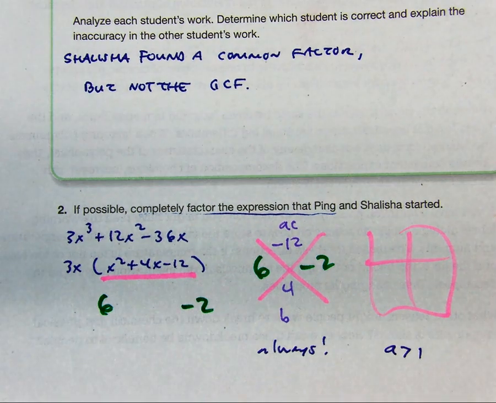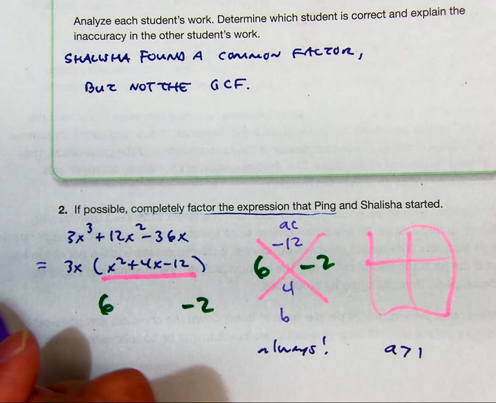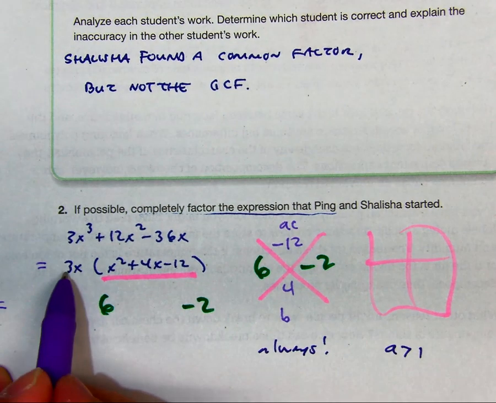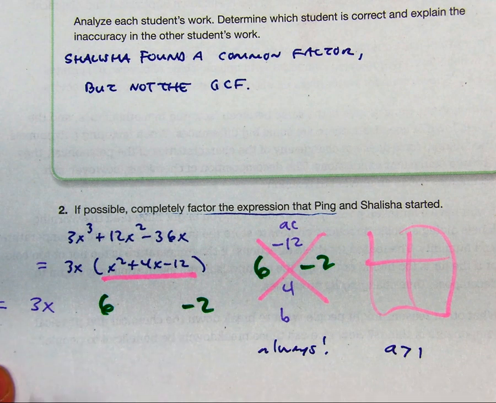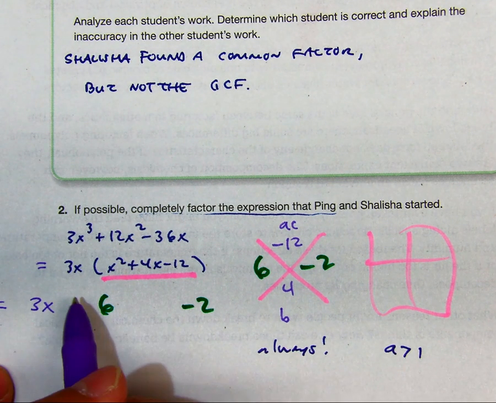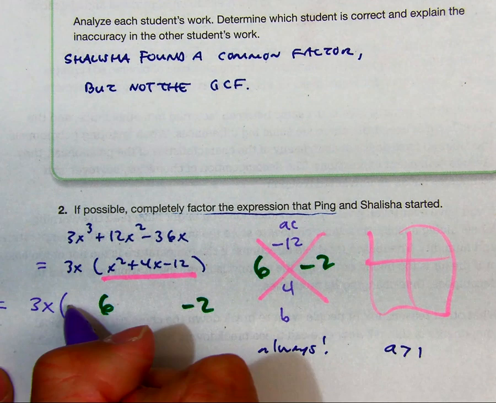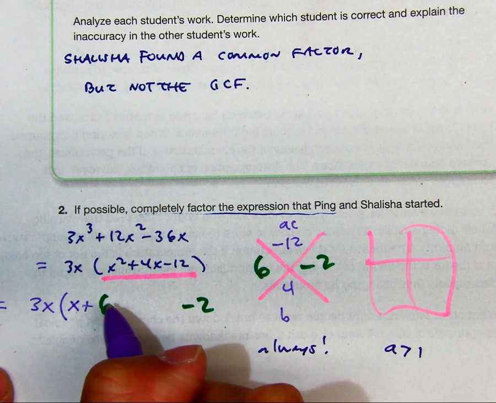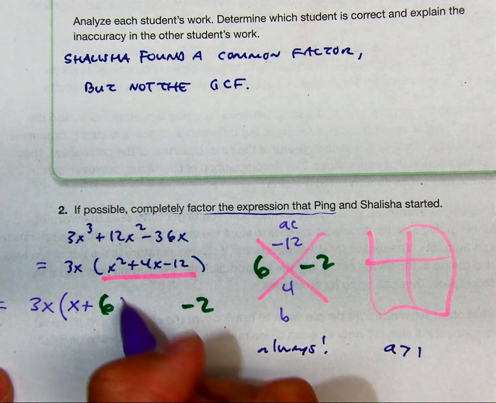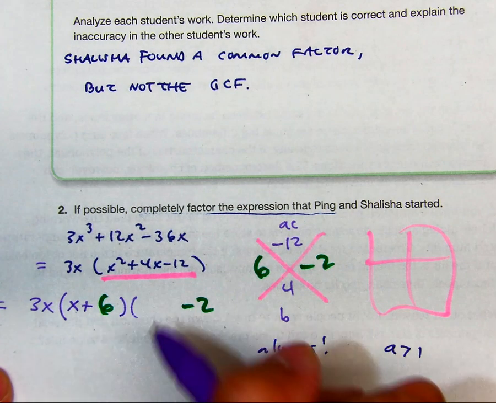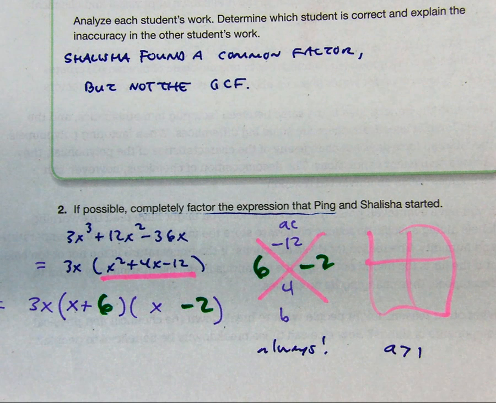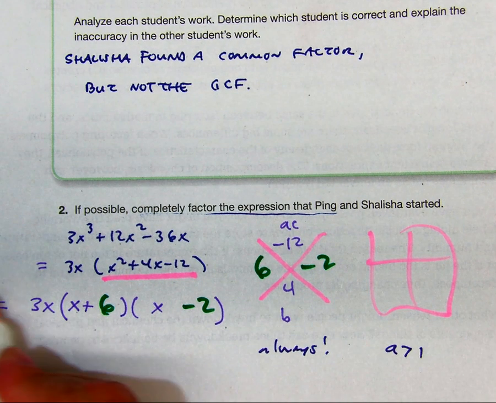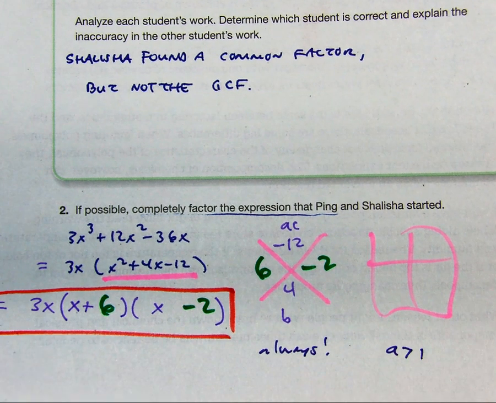Class, tell me what's our answer. 3x, parentheses, x plus 6, x minus 2. So here we factored completely.